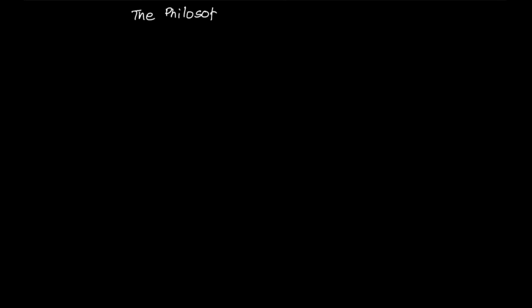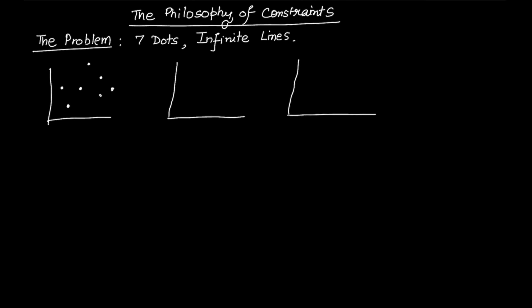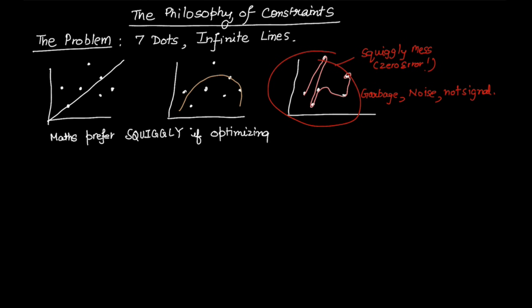Let's start with a philosophical problem that plagues every single machine learning model, the ill-posed problem. Imagine I give you 7 dots on a graph and ask you to draw a line through them. Mathematically, there are infinite lines that can pass through these 7 dots. I can draw a straight line that misses a few. I can draw a smooth curve, or I can draw a chaotic squiggly mess that hits every single dot with zero error. If we only optimize for accuracy, minimizing loss, the math prefers the squiggly line. It has zero error. Ideally, the loss function J(theta) is 0, but we know intuitively that this line is garbage. It is reacting to noise, not signal.